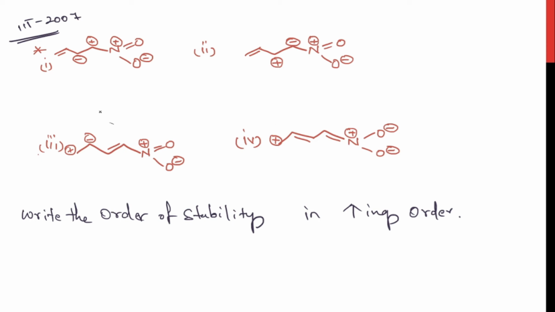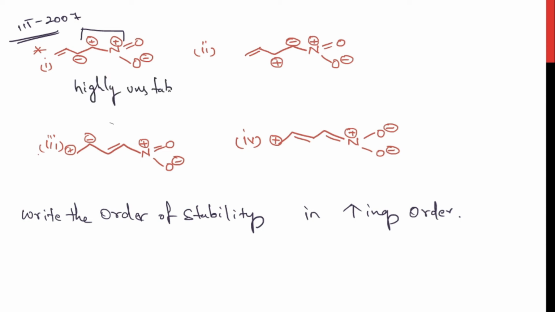Then go to the third rule, where like charges should be far from each other and unlike charges should be closer to each other, right? In the first option, negative and positive are unlike charges and they are close to each other. It is fine. Here, positive and negative charges, this is also fine. But you can see a positive and a positive, like charges, next to each other. So this would be highly unstable.